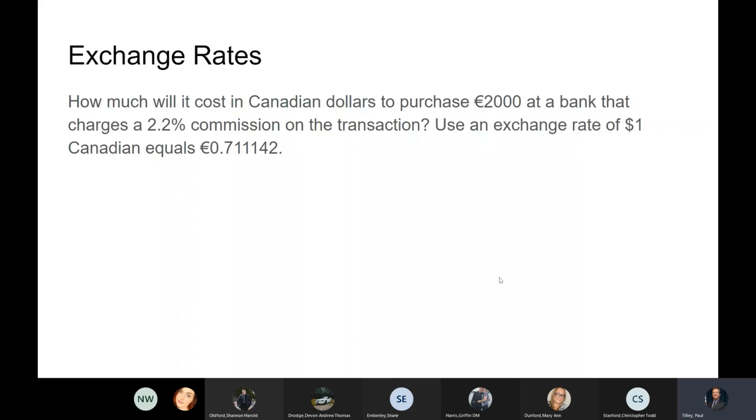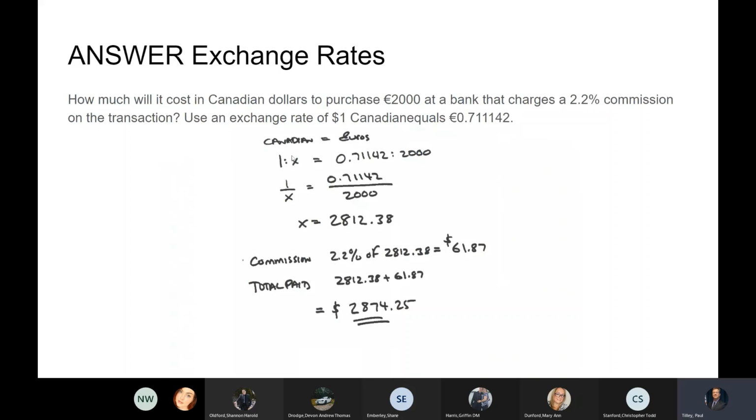So in order to calculate this, we could do it a couple ways here. 1 to a mystery amount is the same as 0.71 to 2,000. We've got 2,000 euros, 0.71. We do the math on that. We can cross multiply on this, and we can calculate that x, which is the value, is 2,812.38. So effectively, it's 2,812.38 Canadian.